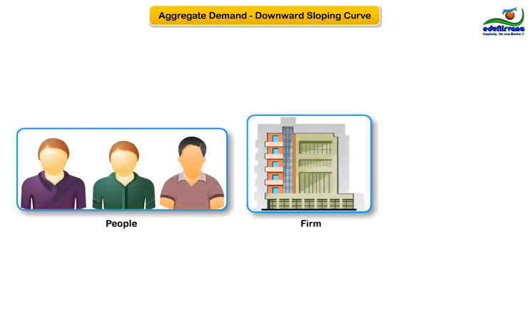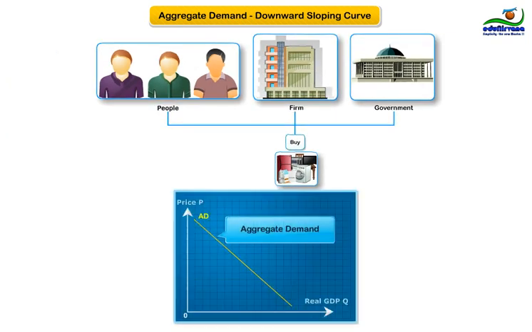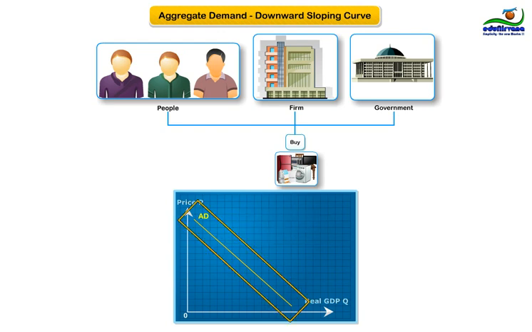Recall from the last discussion that people, firms, and government buy goods and services. Aggregate demand refers to the quantity demanded of these goods and services. Notice that it is downward sloping, indicating an inverse relationship between the price level, that is P, and the quantity demanded of real GDP, that is Q. As the price level rises, the quantity demanded of real GDP falls, and as the price level falls, the quantity demanded of real GDP rises.